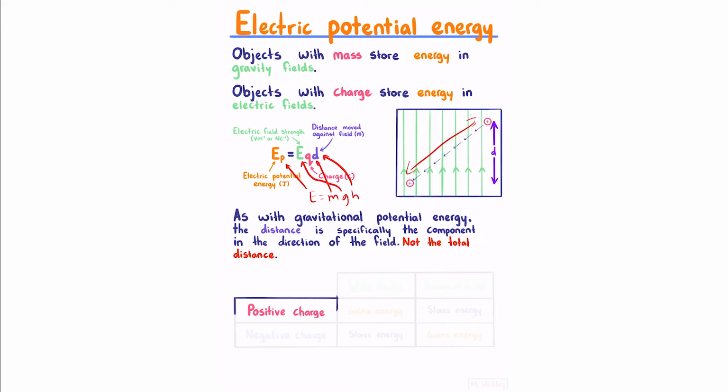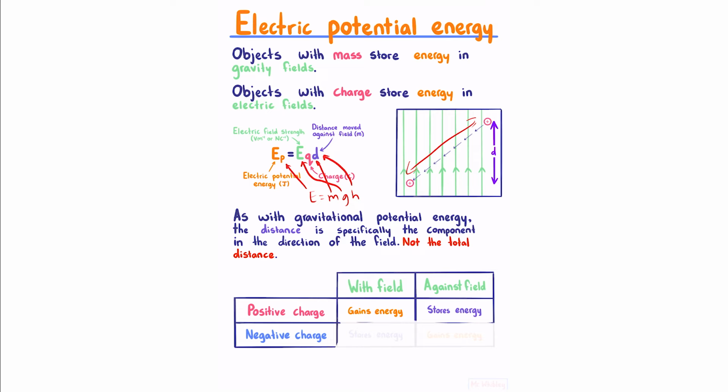And now if we have a positive charge moving with the field, because it experiences a force with the field, it's going to accelerate and gain energy, whereas if it was going against the field, it would be going against the force, and therefore would be storing energy. Think of this as similar to something moving with or against gravity. For a negative charge, because the force is in the opposite direction, the energies are as well.